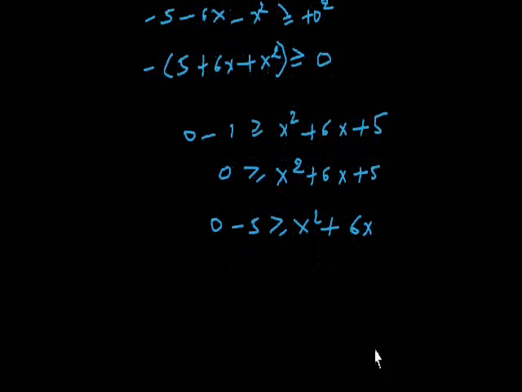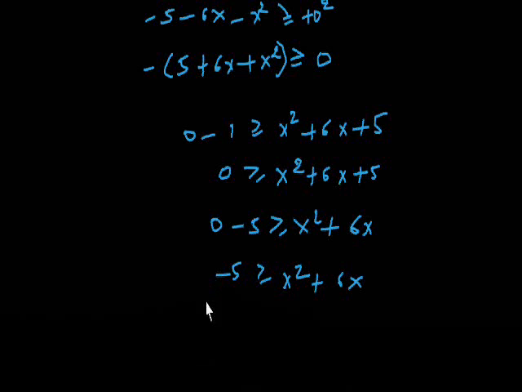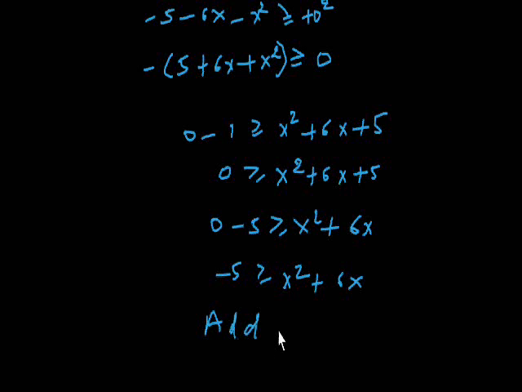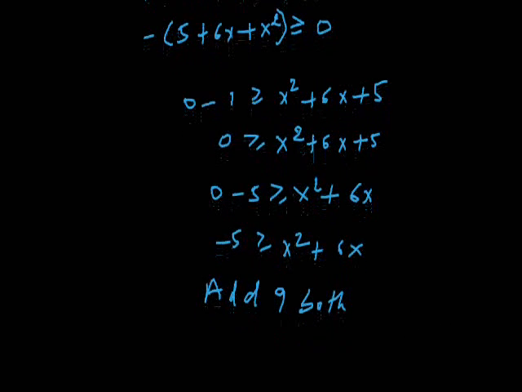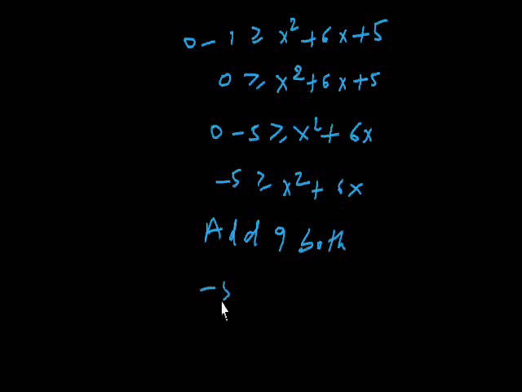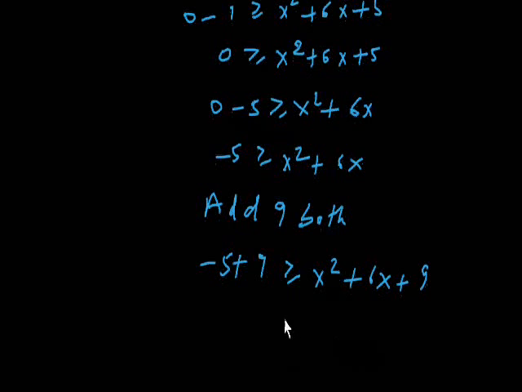Now if this is minus 5, less than or equal to x^2 plus 6x, if we add 9 both sides, then see what will happen. Minus 5 plus 9, less than or equal to x^2 plus 6x plus 9. This becomes the (a plus b)^2 formula.